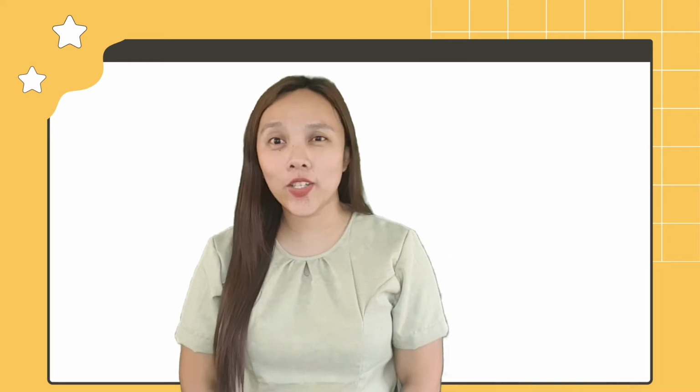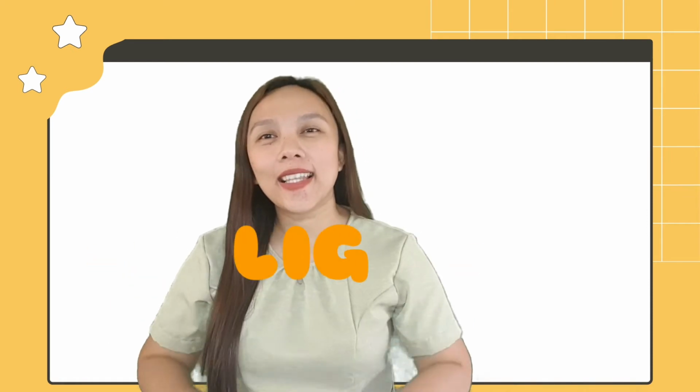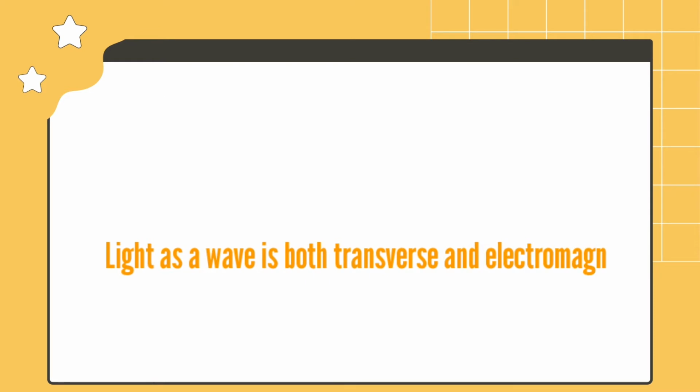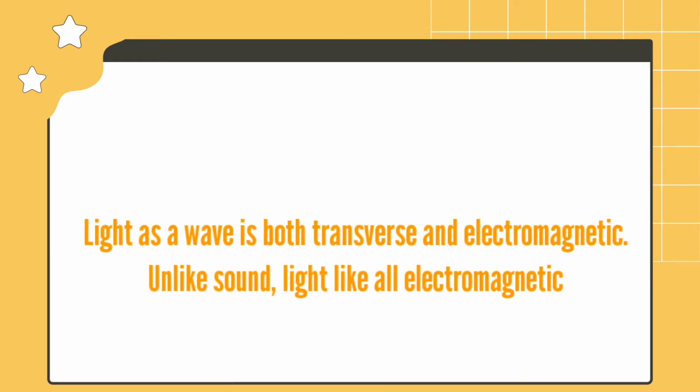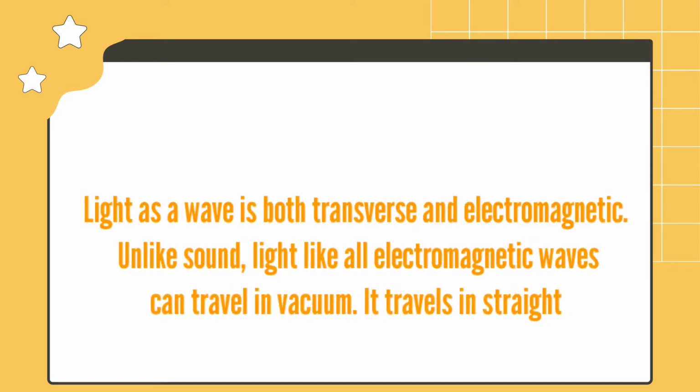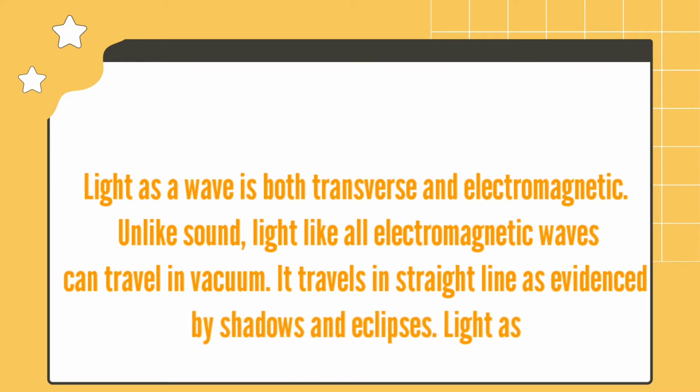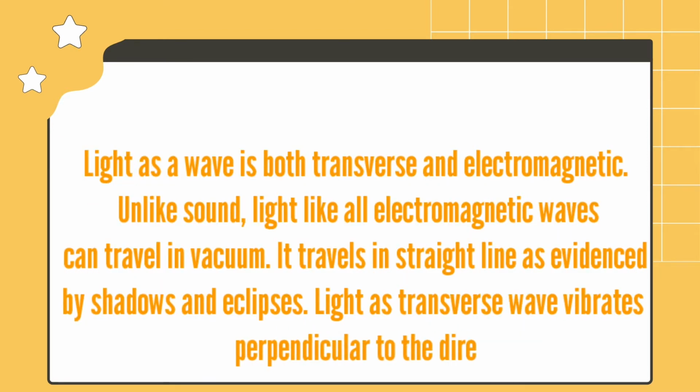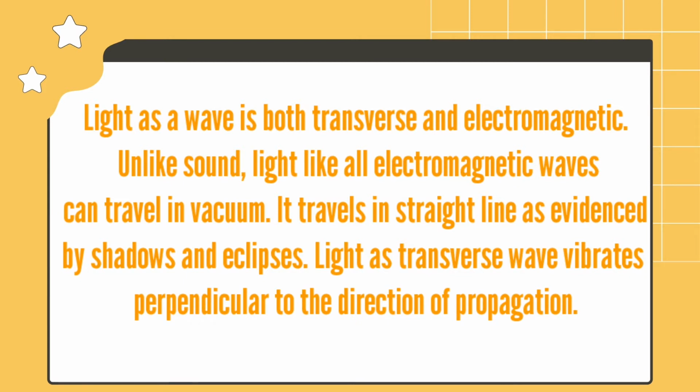But one big question is, what is light? Light as a wave is both transverse and electromagnetic. Unlike sound, light, like all electromagnetic waves, can travel in a vacuum. It travels in a straight line as evidenced by shadows and eclipses. Light as a transverse wave vibrates perpendicular to the direction of propagation.